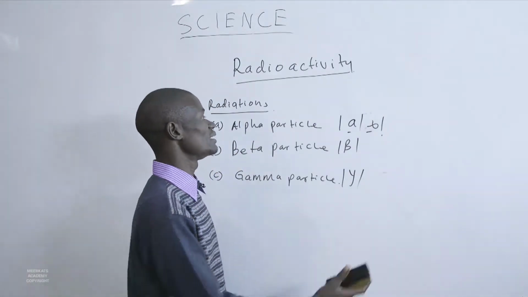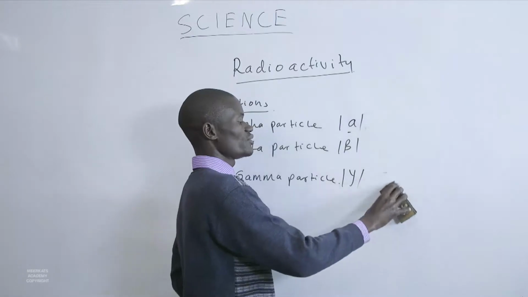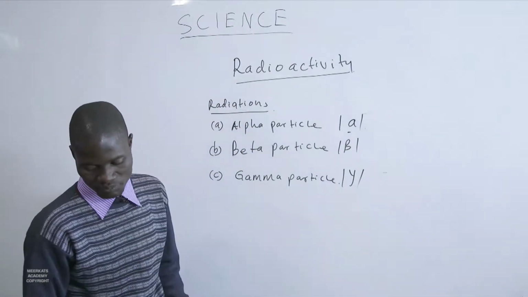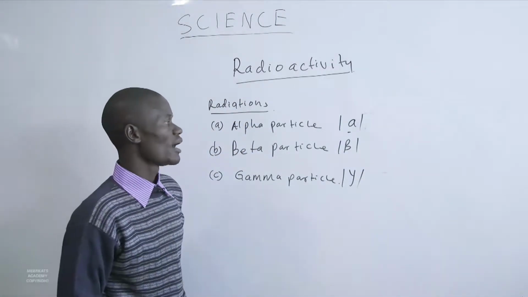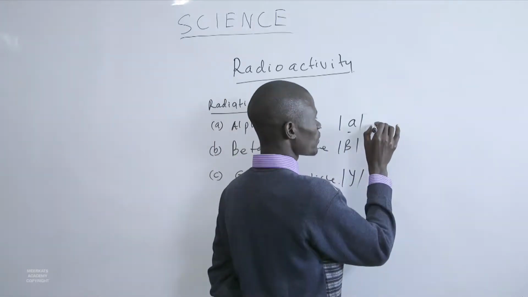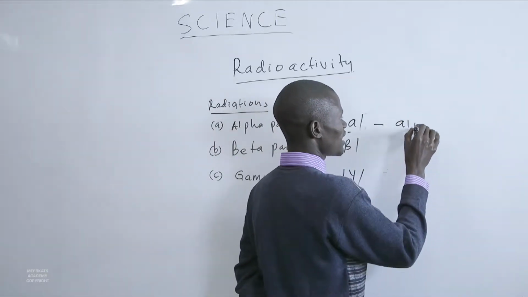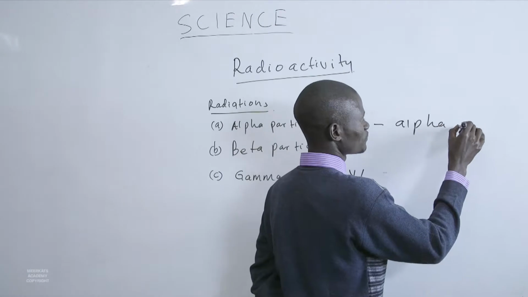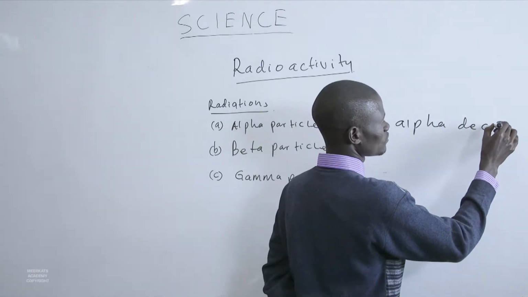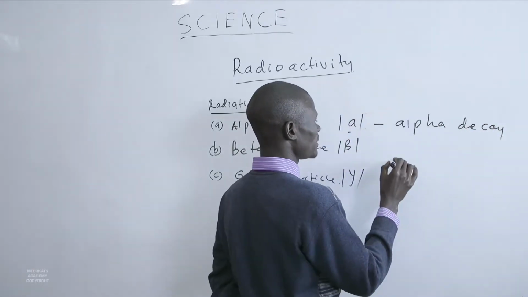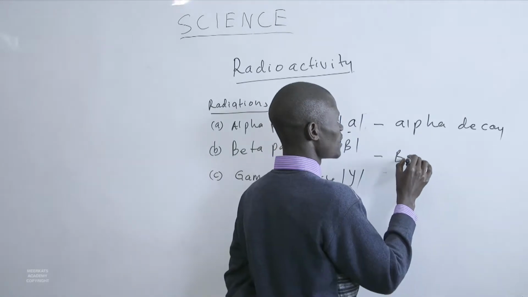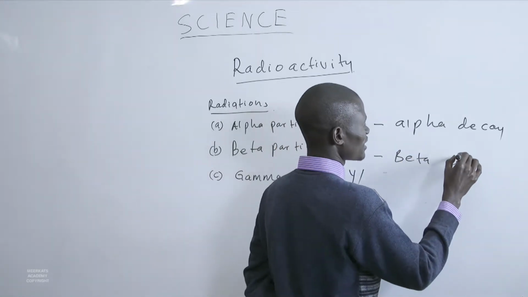When we bring them into radioactive decay, the alpha particle will undergo what we call alpha decay, while the beta particle will undergo what we call beta decay.